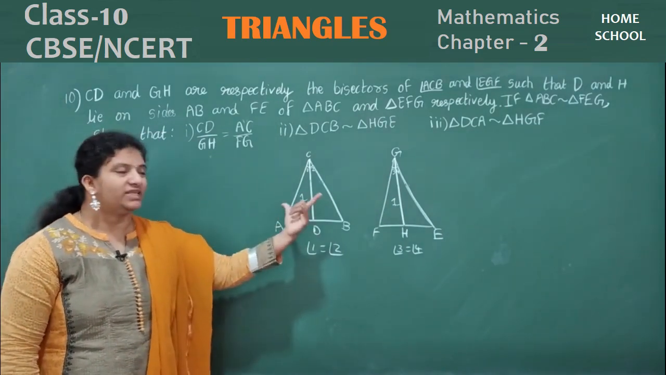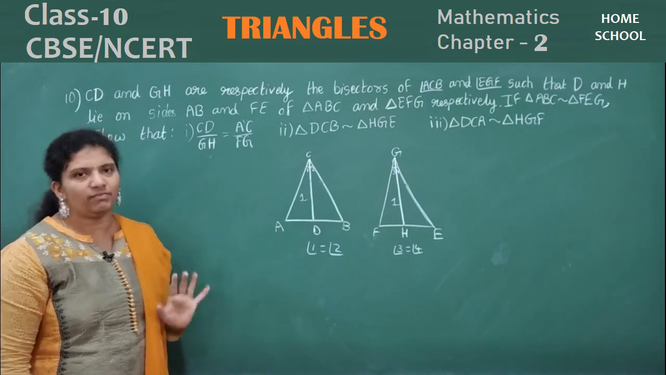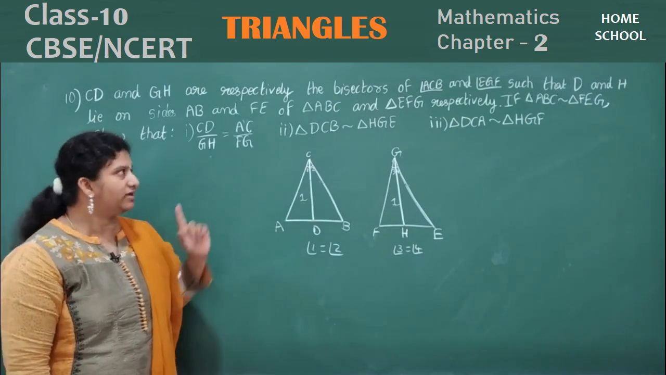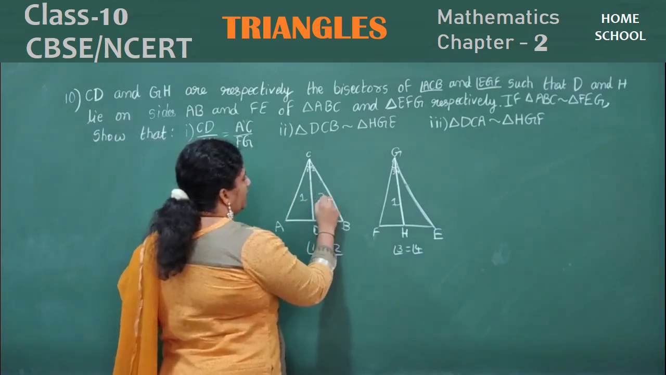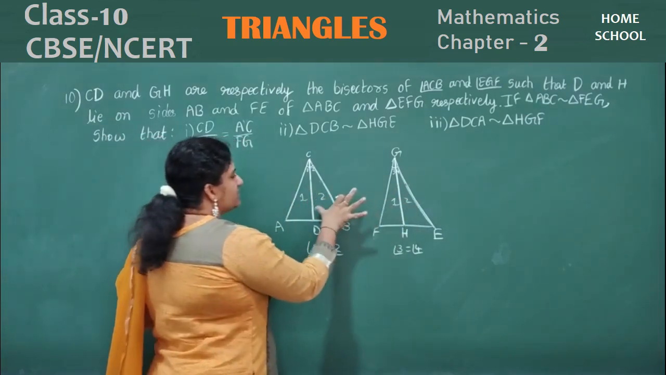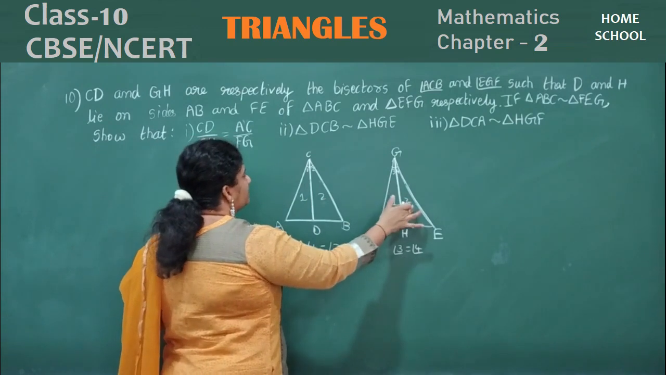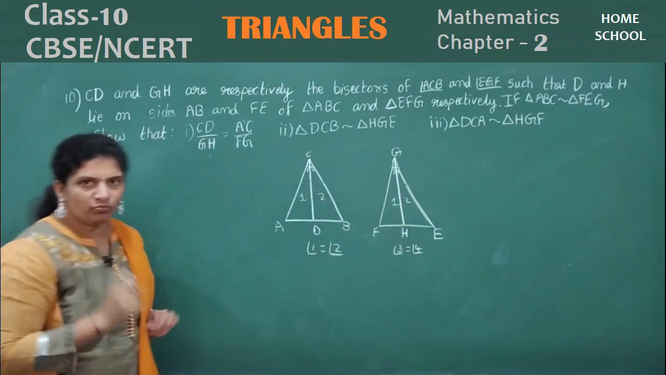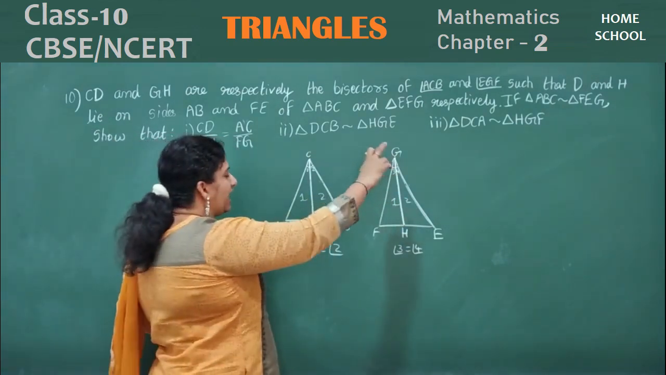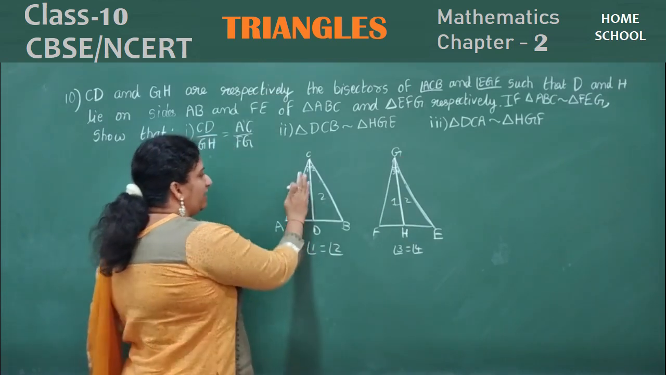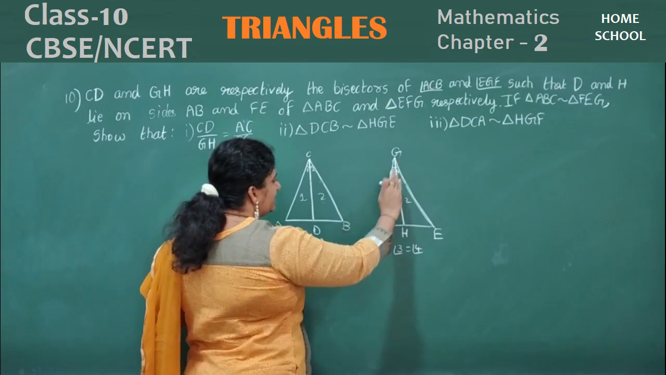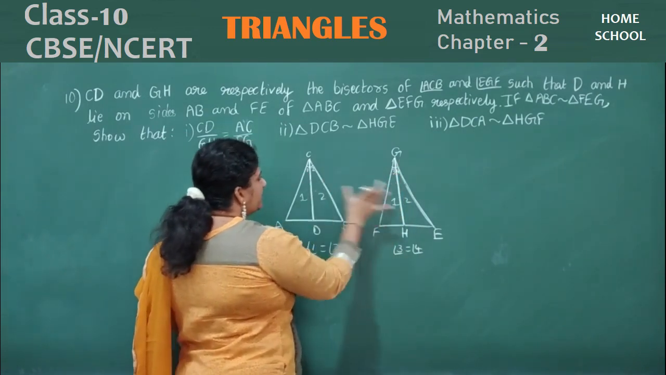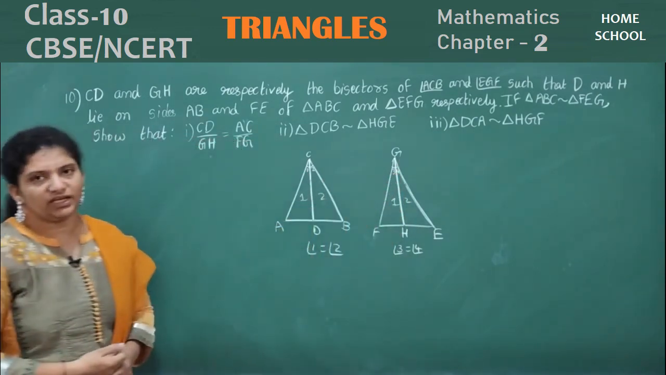We need to prove these two triangles' ratios are in proportion. First concept: the ratio of the angular bisectors, where is DCP? Here. And HGE, this one. Second concept: this triangle and this triangle are similar, we need to prove. Third question: triangle DCA, this triangle, and HGF, this triangle. These two triangles are similar, we need to prove.